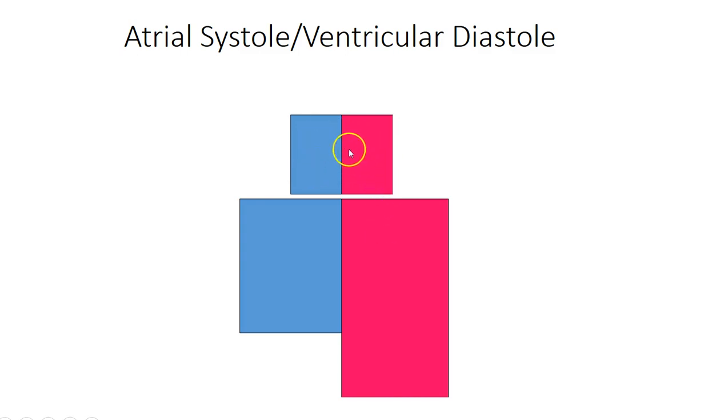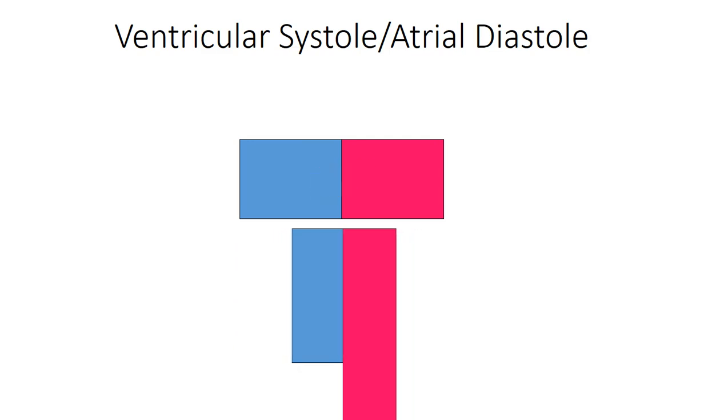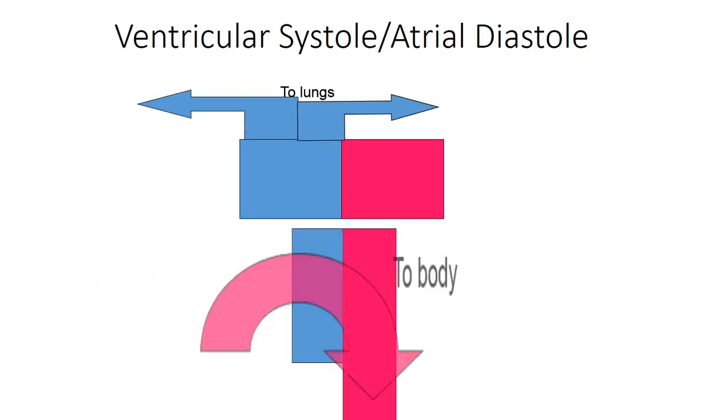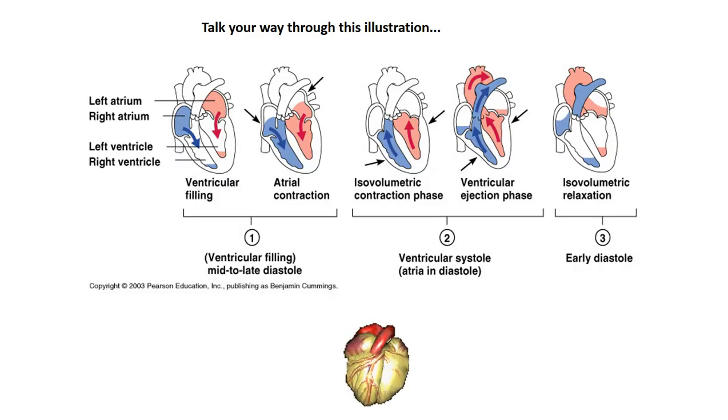So here's your atrium going into systole. So what's happening? That's pushing the blood into the ventricles. The ventricles are in diastole. They are filling with blood. Okay. And then now that the ventricles are filled with blood, they're going to go into systole while the atrium are in diastole. So the ventricles squeeze, that moves the blood out from the right side to the lungs, from the left side to the body. Okay? And that is basically the cardiac cycle.